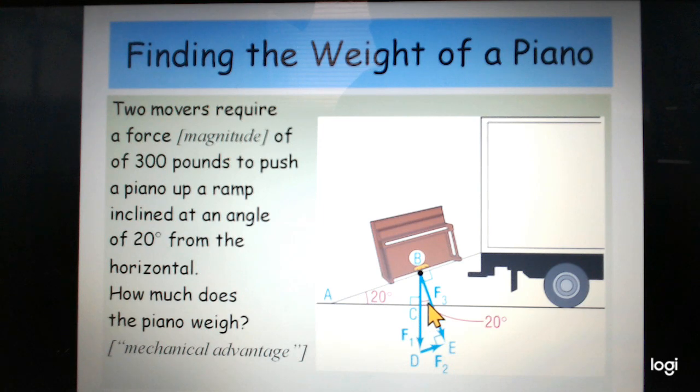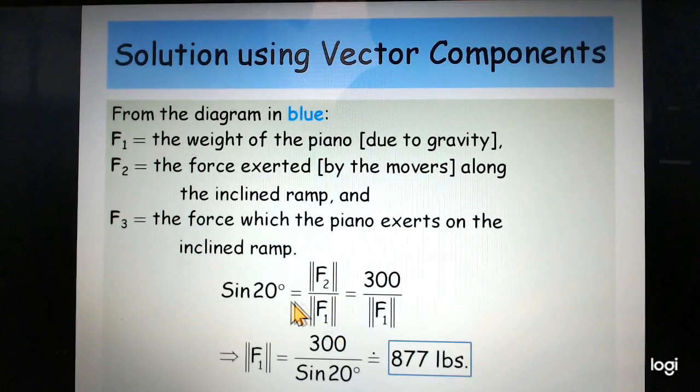And the sine of that is opposite over hypotenuse. So opposite is F2, hypotenuse is F1, which is what we're looking for. So we have opposite over hypotenuse, so we get that the sine of 20 is the magnitude, or the length, of force vector F2 over vector F1. F2 is given as 300 pounds. F1 is the weight of the piano, which is what we're looking for.